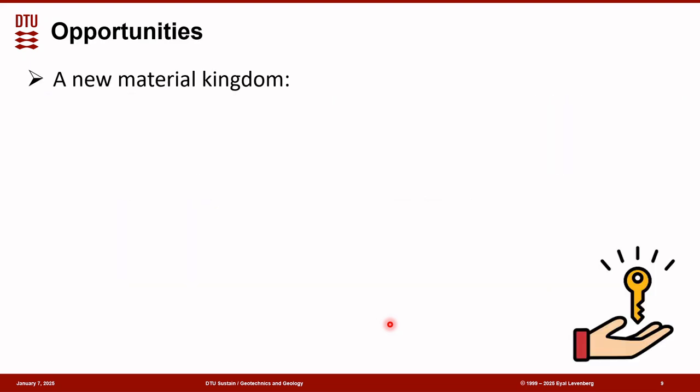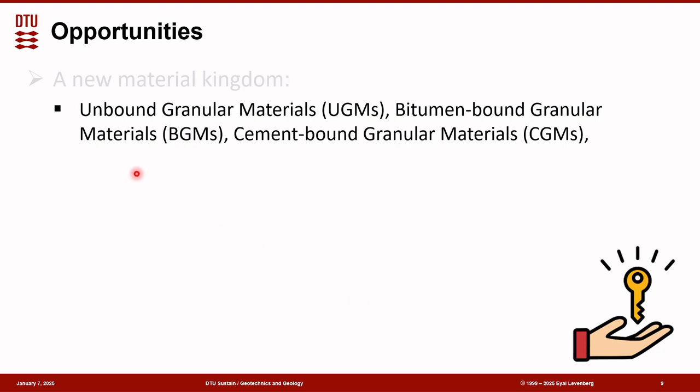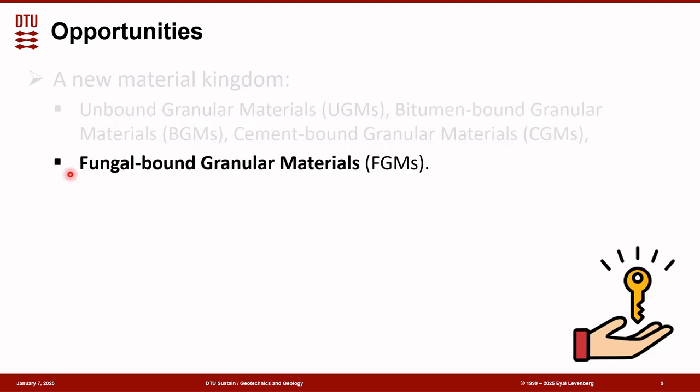So we are looking at a new material kingdom, in fact, because we have unbound granular materials, often called UGMs, bitumen-bound granular materials, BGMs, and cement-bound granular materials, CGMs. And now we're looking at fungal-bound granular materials, which are FGMs.